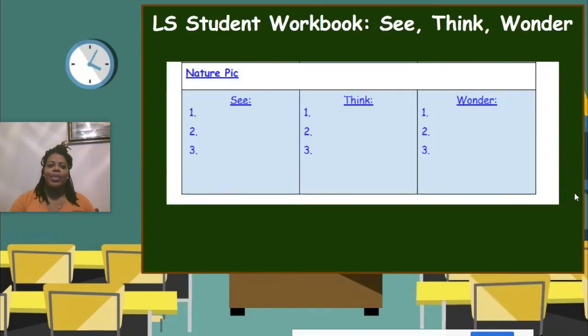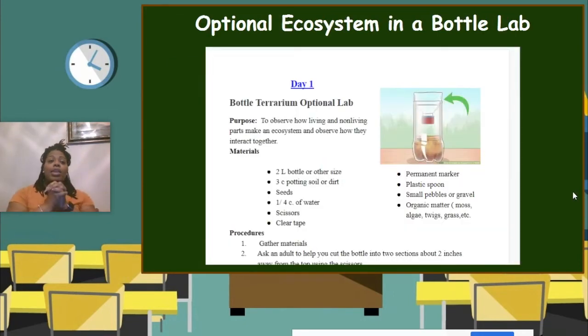All right. And so in your table, you're going to type in the information that you saw, what you thought, and what you wondered. Okay, so that was it for our initial engagement. And the next thing is to extend our learning with this optional ecosystem in a bottle lab.